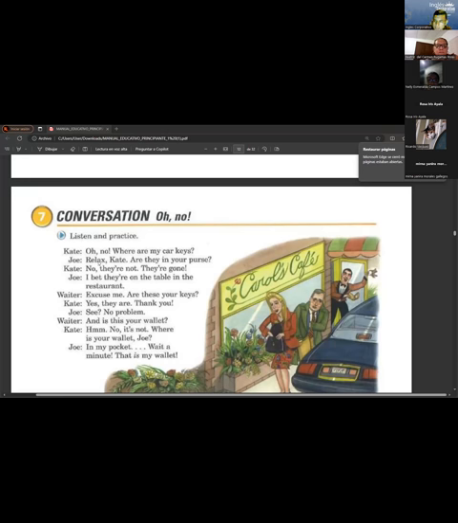Sorry. Pocket, teacher. Pocket. Bolsillo de ropa, ¿verdad? In my pocket. Miren, el caballero aquí se está revisando el pocket. Okay. ¿Qué es lo que tiene el waiter en sus manos? What is he holding? Wallet and the keys. Car keys.